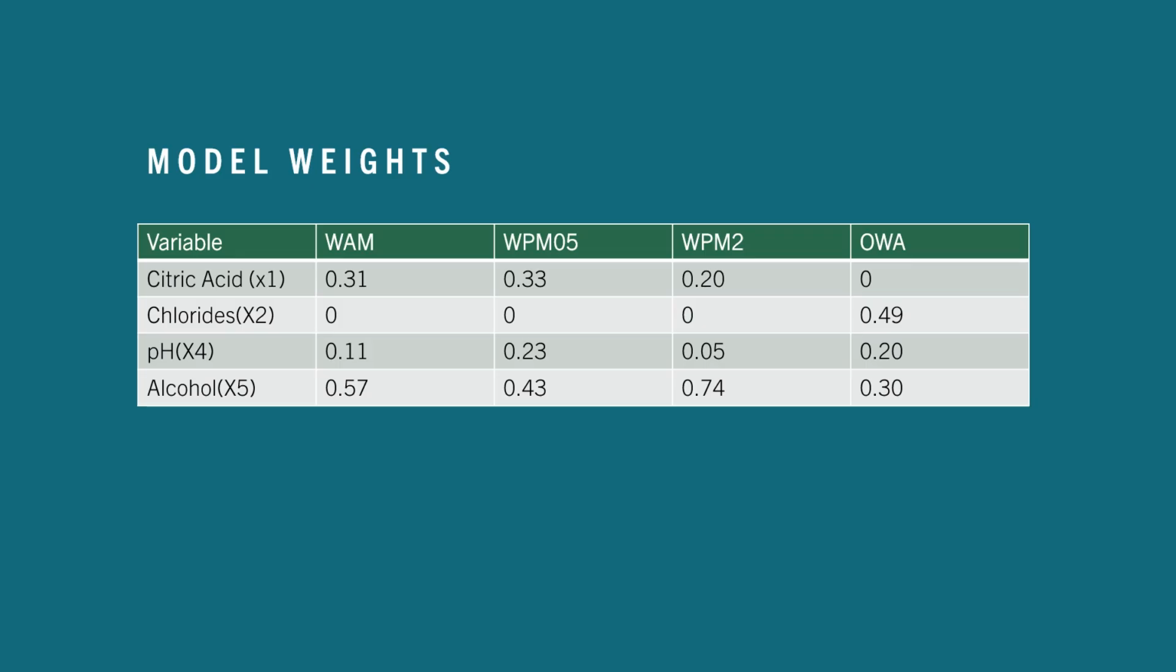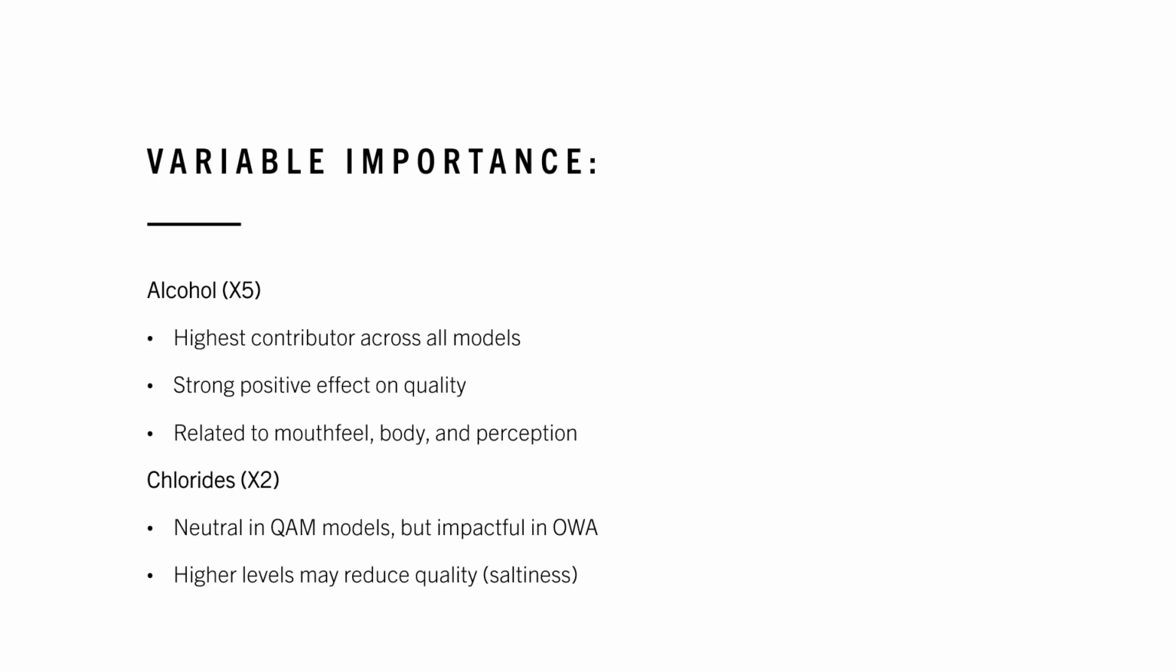When looking at weights, alcohol emerged as the most influential feature in all models. This aligns with the idea that higher alcohol content generally contributes positively to wine quality. Here, alcohol was the highest contributor across all models, and the chlorides were neutral in some models but significant in OWA. Excessive saltiness can reduce wine quality, and this variable captures that effect in the modeling.